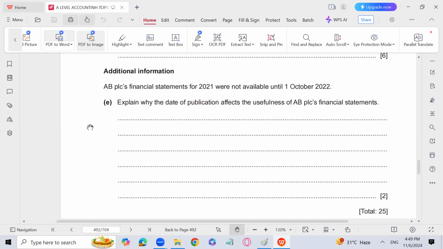If the financial statements are not available, if there is a delay in the financial statements, then the date of publication will affect the usefulness of the AB company statements, because the investors will not be able to see the statement of financial position to invest. Banks use the financial statements for a loan. Other things can happen also.